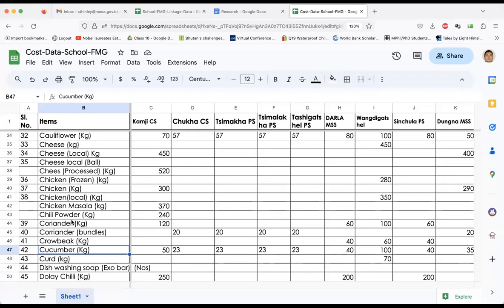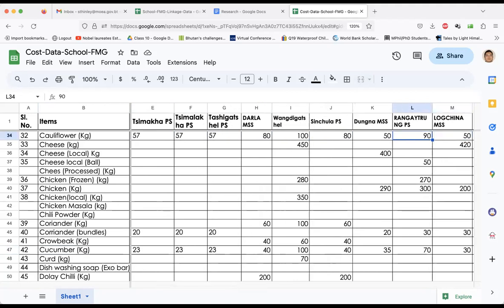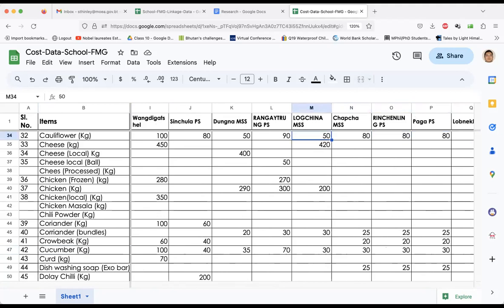What you should note also is, through this research, we want to see if we can make the pricing dynamic. Cauliflower at Kamji Central School 70, Chuka Central School 57, Wangdi Kasilla 100, Sinchula 80, Dalalu 80, Rangitung 90, Katinji, Lokchina 50, Chapcha 80.